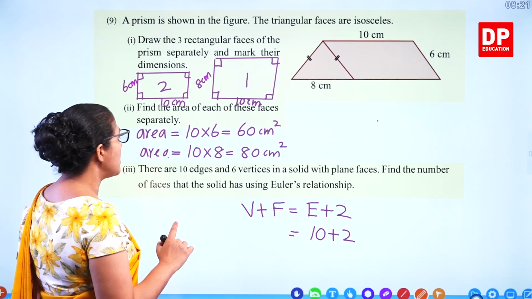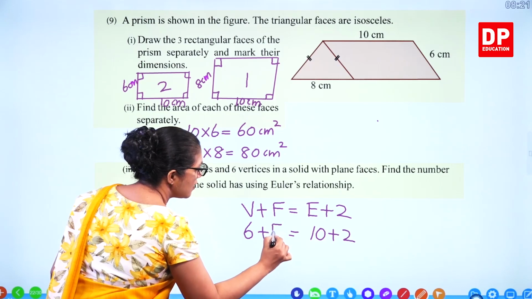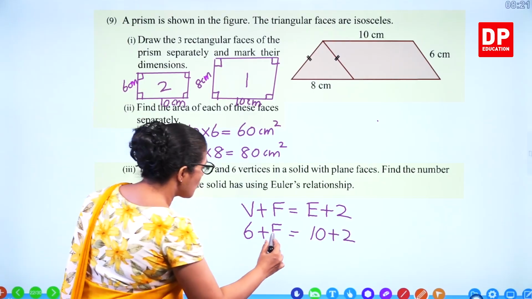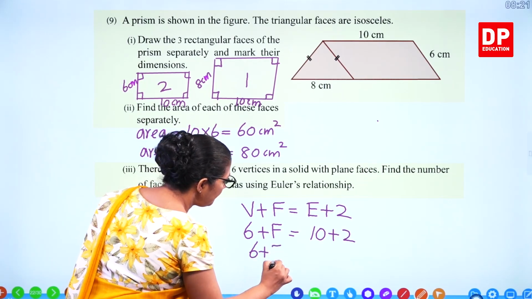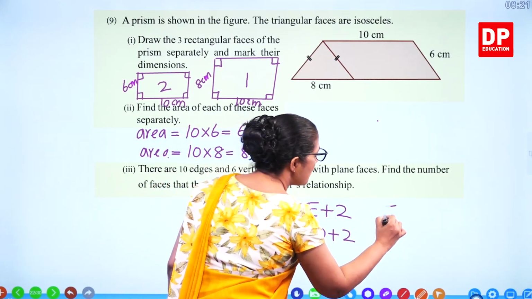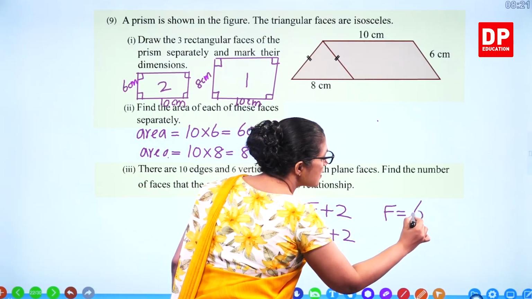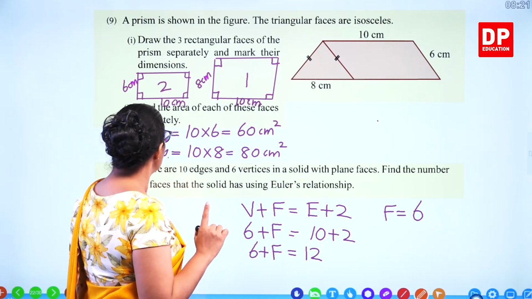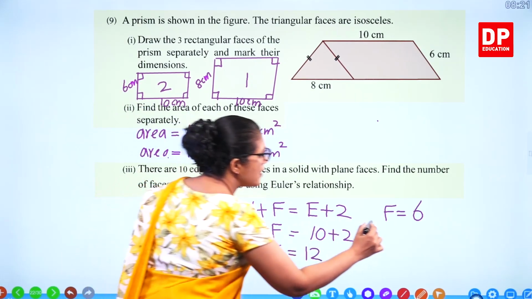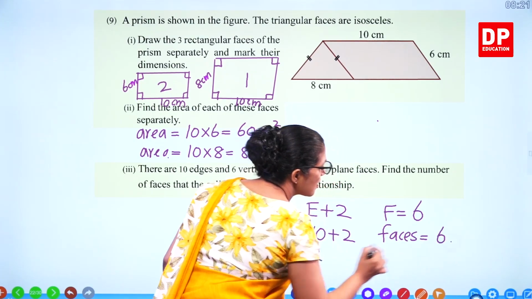And 6 vertices. 6 vertices means 6 here. You can solve the equation and find how many faces are there. So 6 plus f equals 12. So how many faces? Faces are 12 minus 6. You get 6 faces are there. So you need to find out the number of faces. So faces are 6.